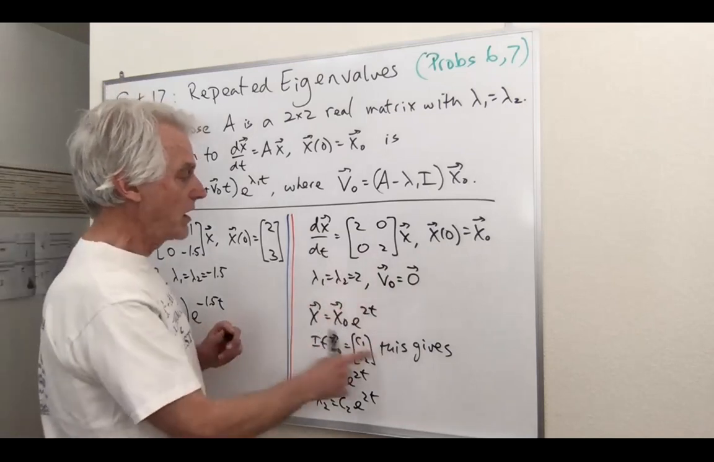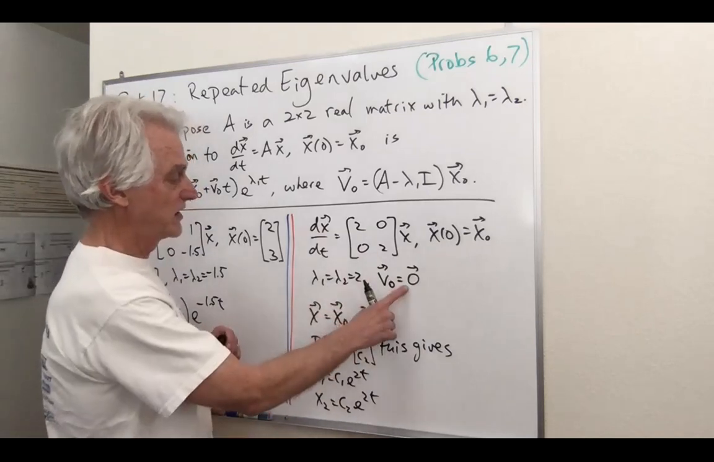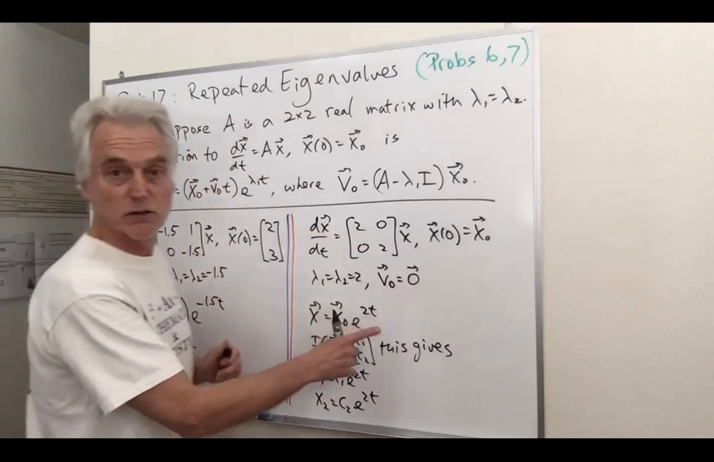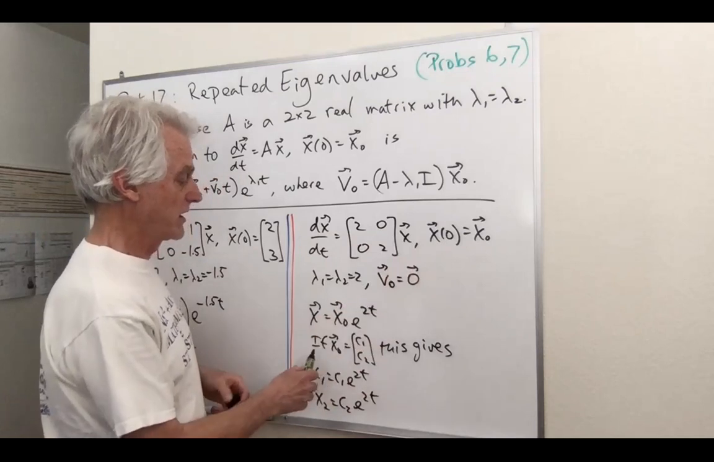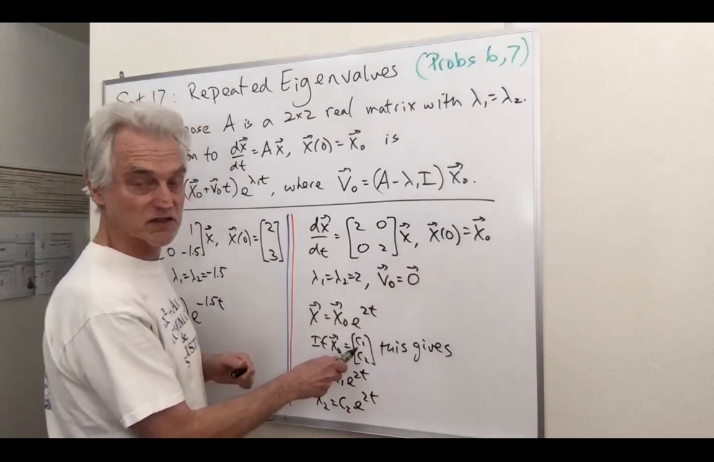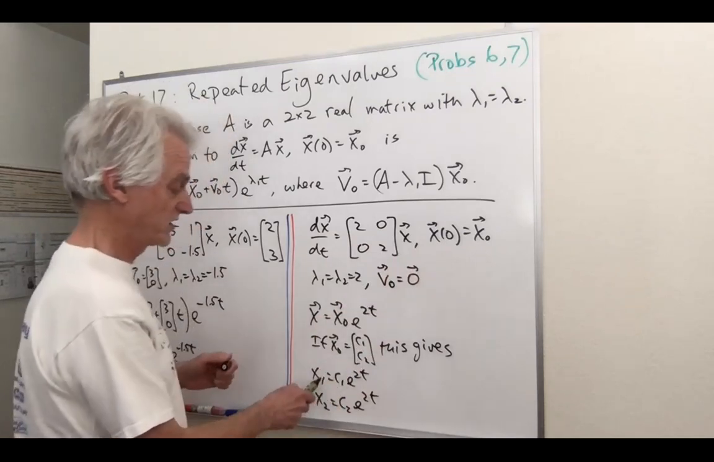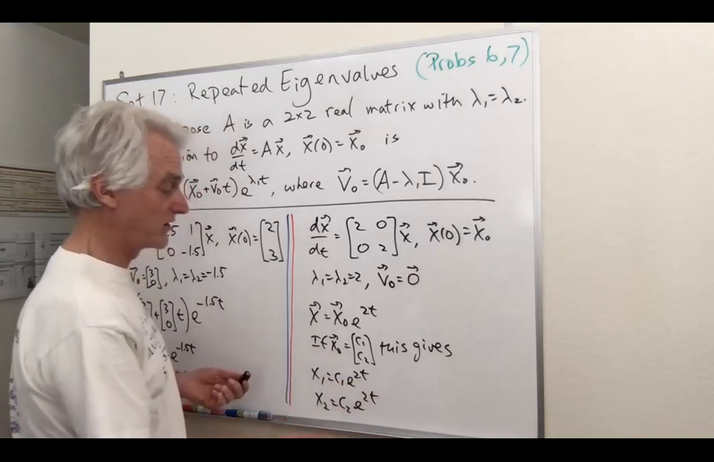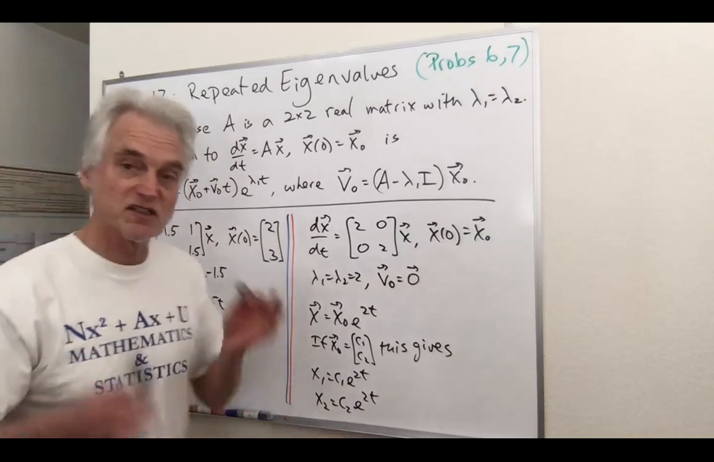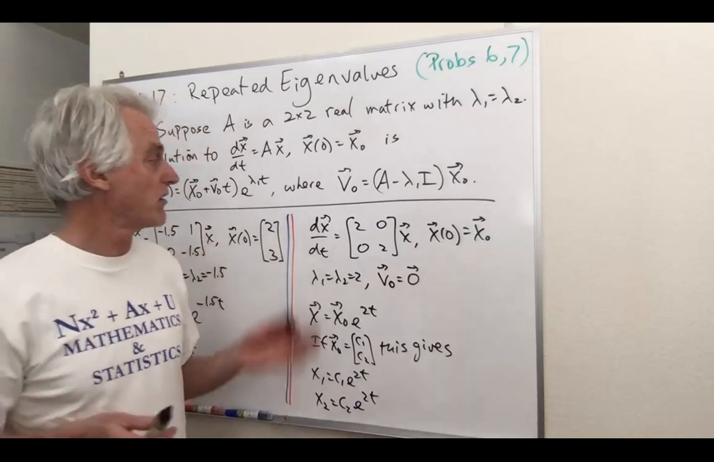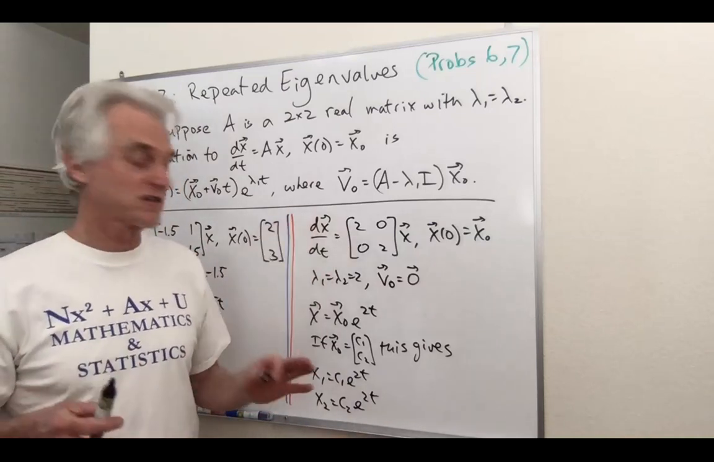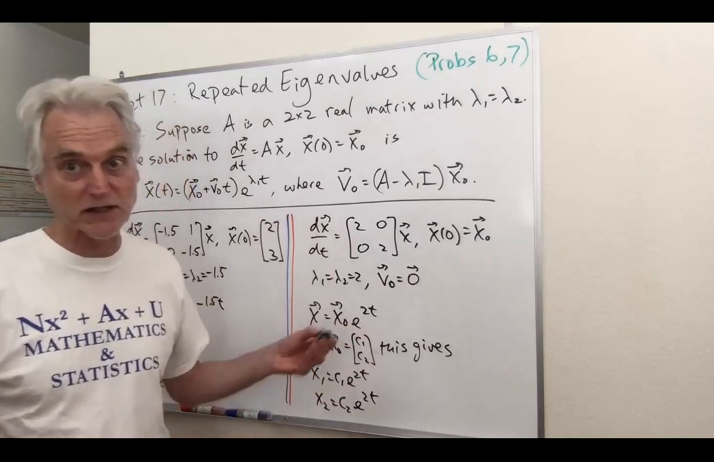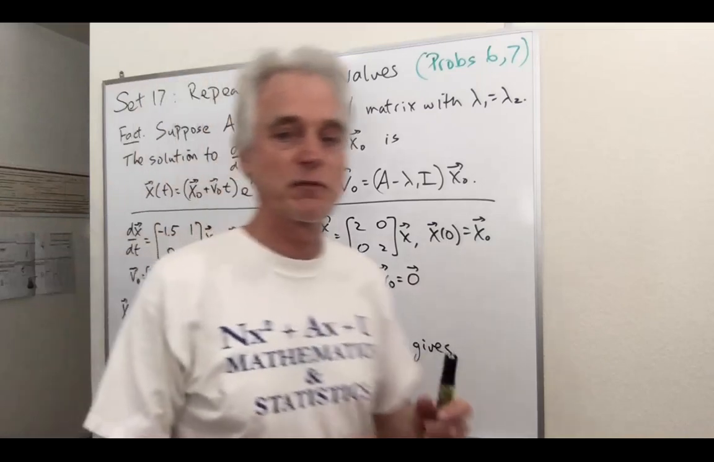Here, since v is 0, that term goes away, and I just get x naught e to the 2t for any x naught. In fact, if I let x naught be the constants c1 and c2, you see that x1 is c1 e to the 2t, x2 is c2 e to the 2t. In other words, this is just 2 copies of dx/dt is 2x as a scalar, and we know how to solve those by inspection. All right, let's look at some pictures now.